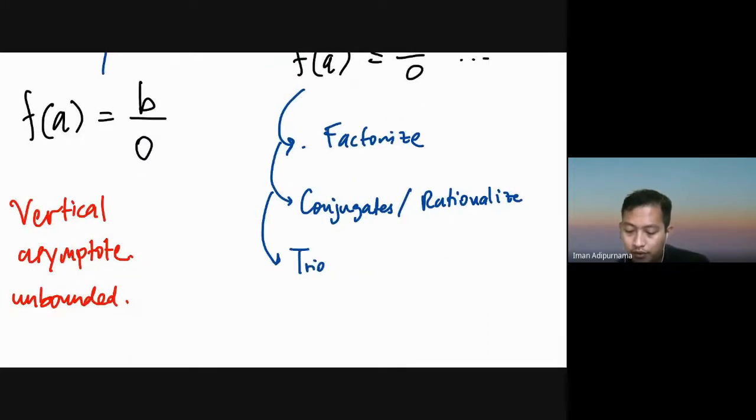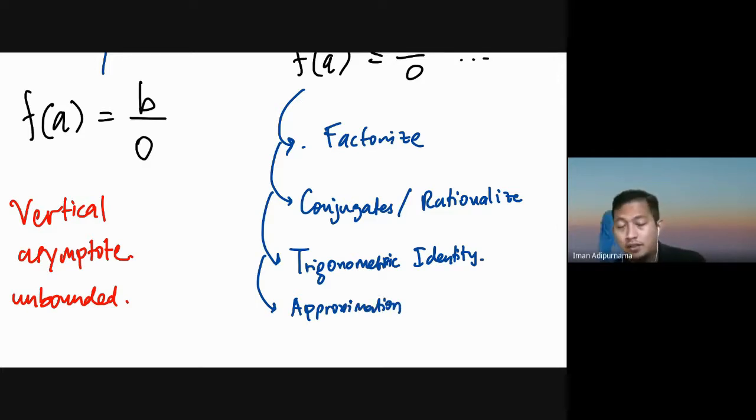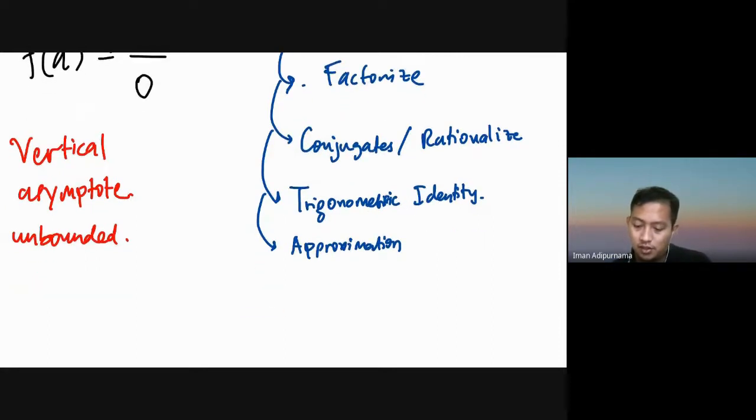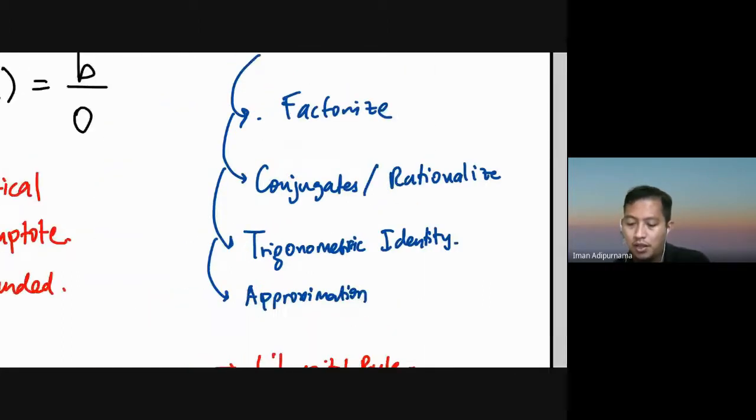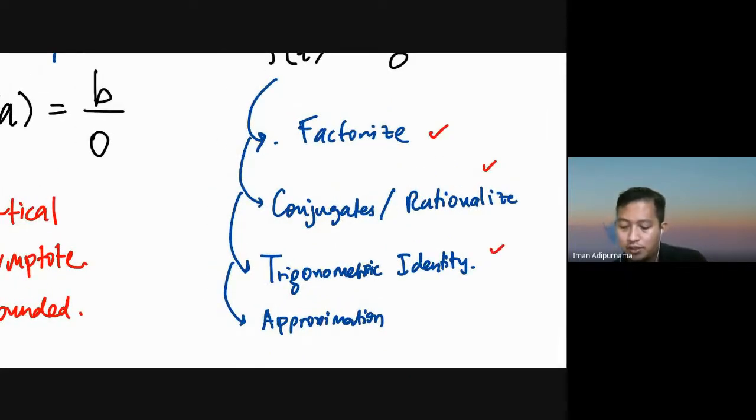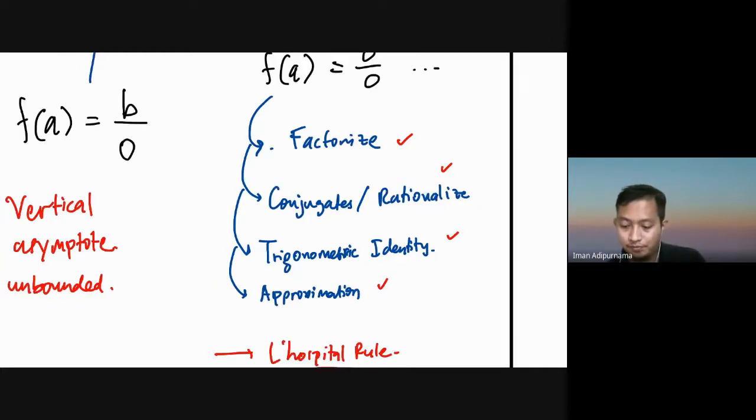And the third one, if you have a trigonometric function, you can use trigonometric identities to solve it. And the last one, you can use approximation if you want. Like you can use a known value, maybe sine x over x. And probably L'Hopital's rule, I will put this as the last effort. But I believe factorize, conjugate, trigonometric identity, and approximation are a better way to approach before you learn L'Hopital's rule. And sometimes these methods are faster, sometimes, not always. All right.